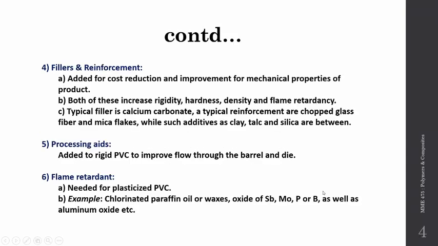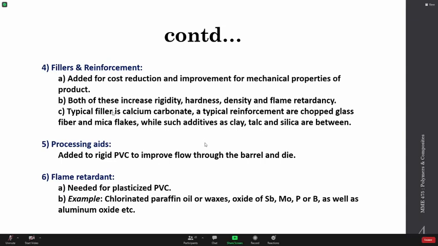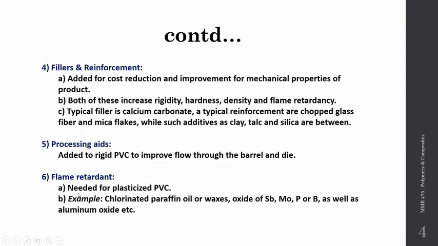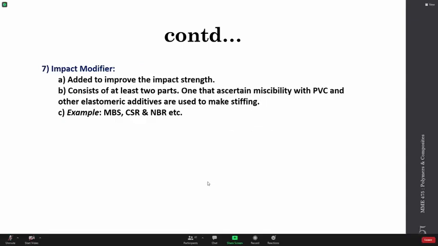Moving on to the next slide. Fillers and reinforcement are added for reducing cost and improving mechanical properties. Processing aids improve flow through the barrel, and flame retardant is needed for plasticizing PVC. And finally, impact modifier is added to improve impact strength of PVC.